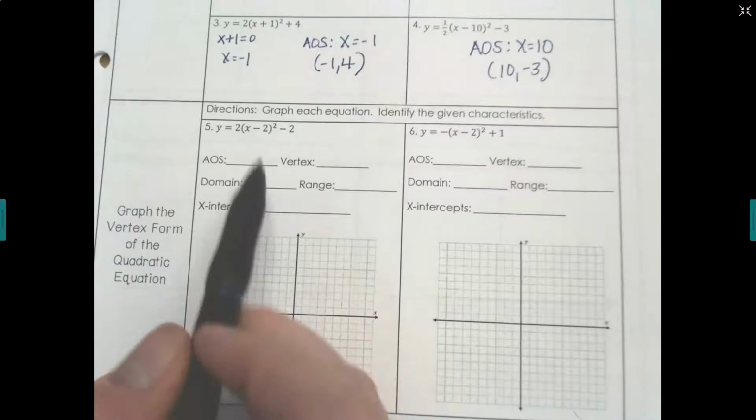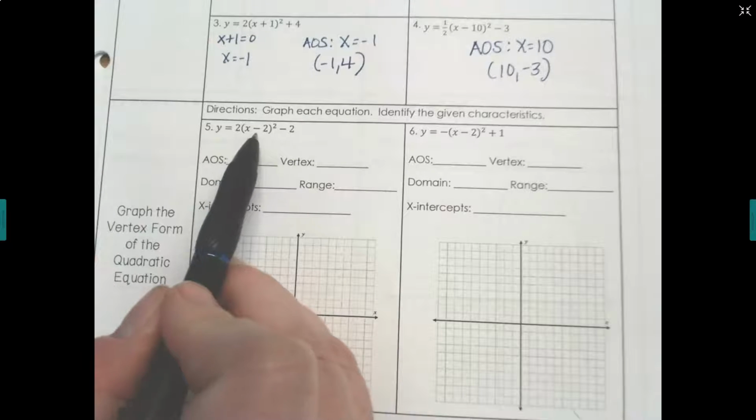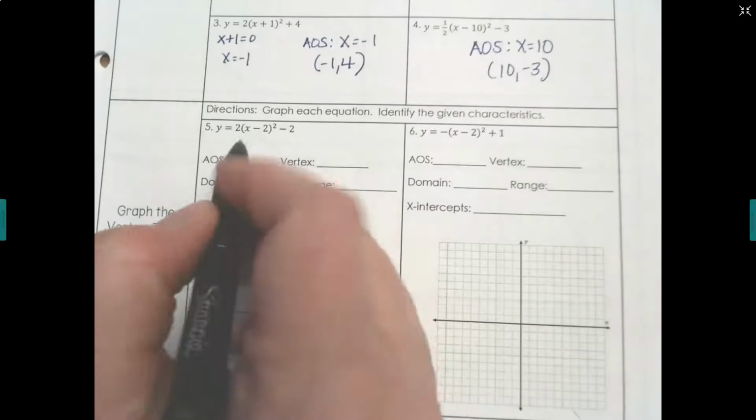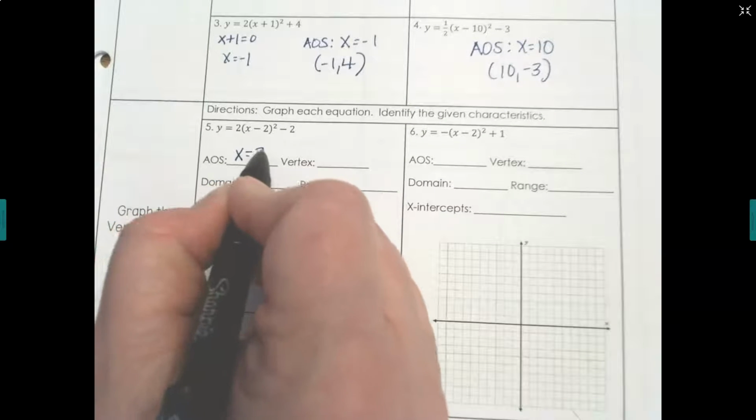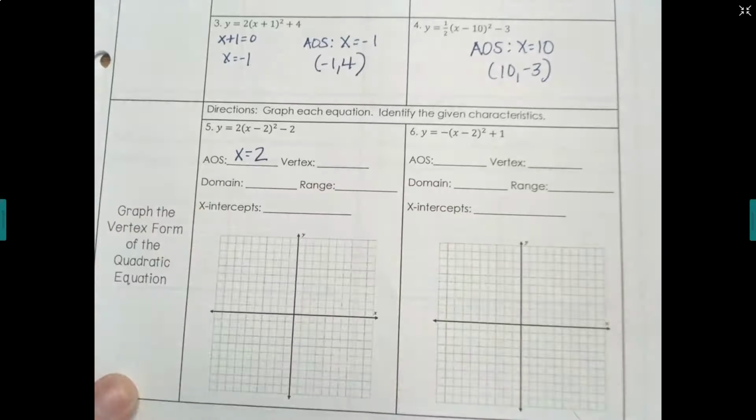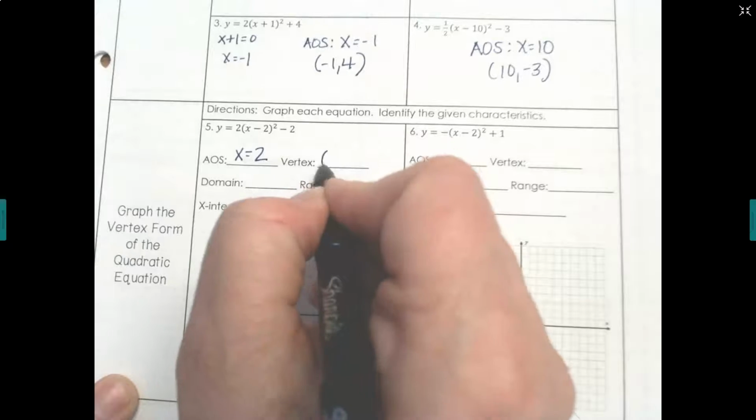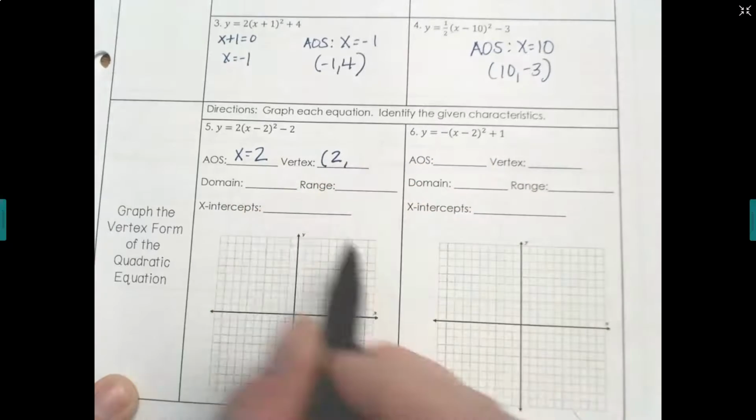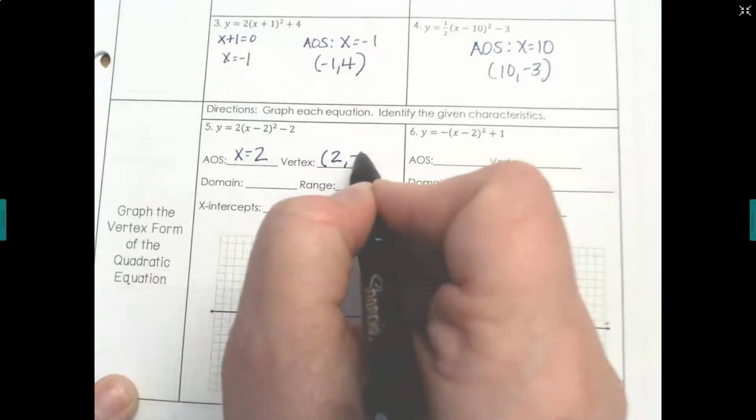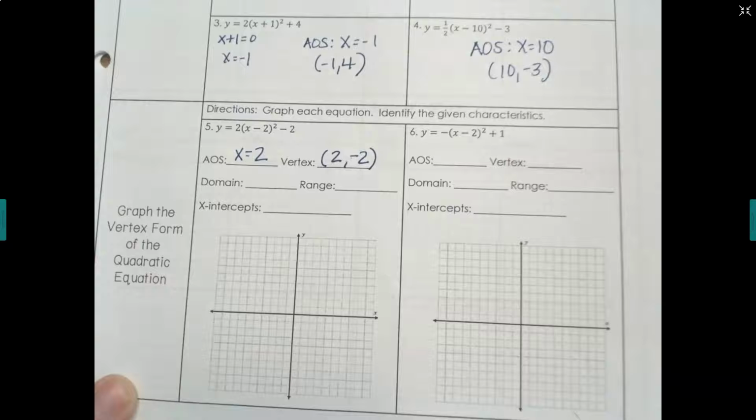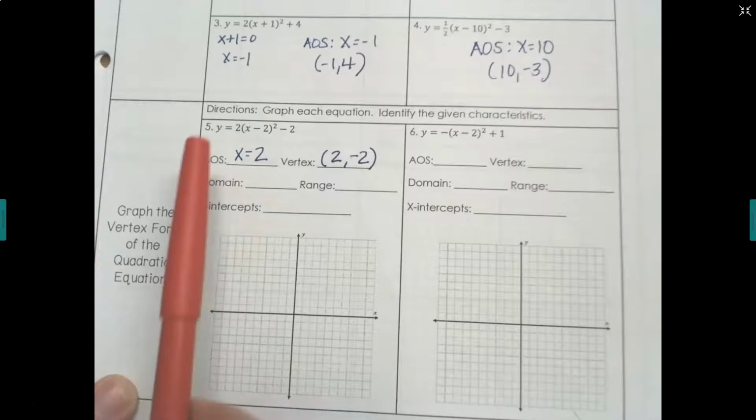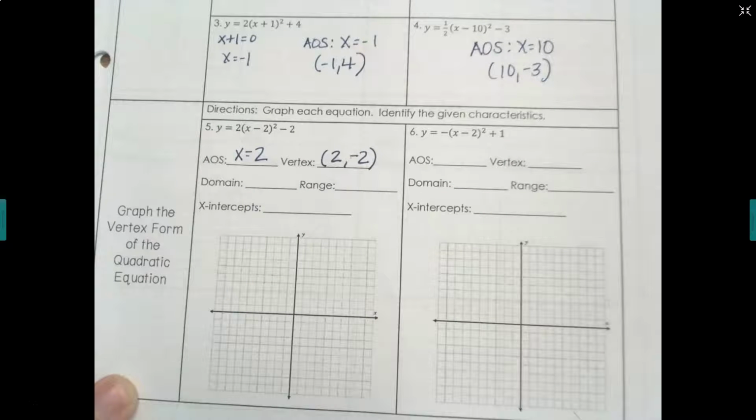Our axis of symmetry is always going to be the opposite of what that number is. That's a negative 2, so our axis of symmetry is at positive 2. Our vertex is at 2, and my k value is negative 2. And so that's why they call it vertex form, because you can see the vertex in it pretty easily.